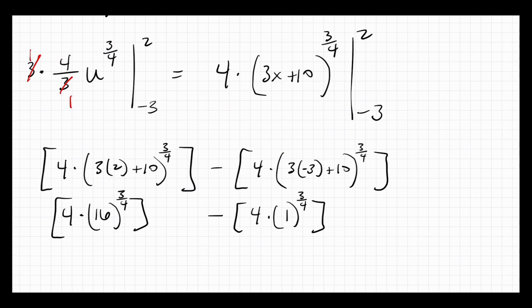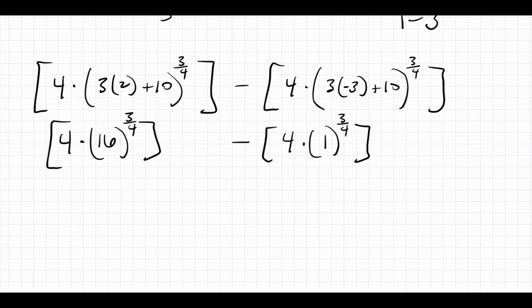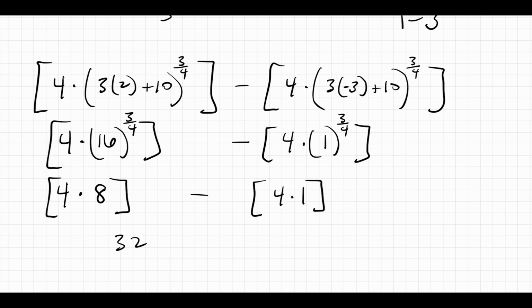3/4 means cube and find the 4th root, in whatever order you want to do. Well, it's probably easier to find the 4th root first. The 4th root of 16 is 2. 2 cubed is 8. This guy is just going to be 1. So you get 32 minus 4, which is 28.